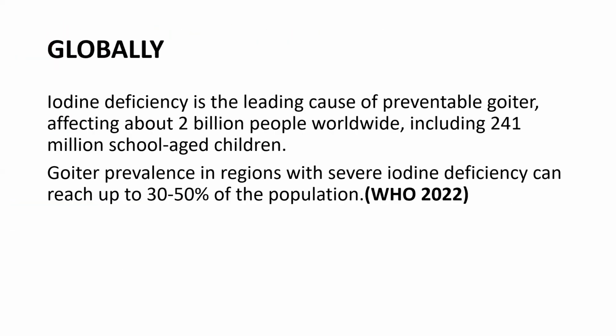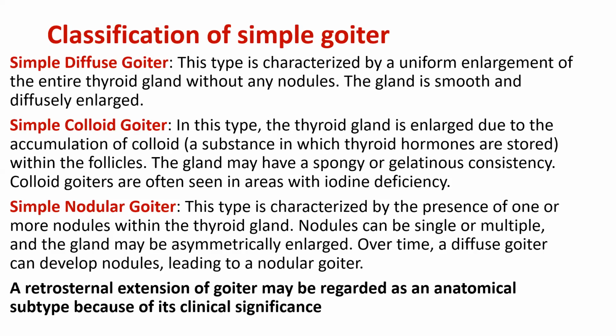So globally, according to WHO 2022, iodine deficiency is still the leading cause of preventable goiter. It affects 2 billion people worldwide, including 244 million school-aged children. Goiter prevalence in regions with severe iodine deficiency can reach up to 30 to 50% of the population. So simple goiter can be classified as follows. These are just the types or classification of simple goiter.